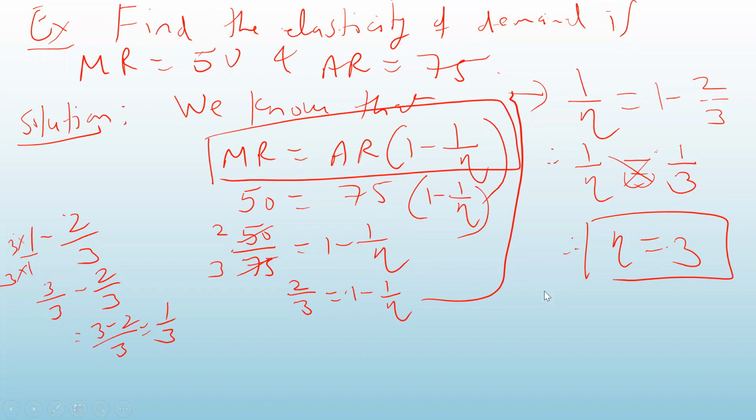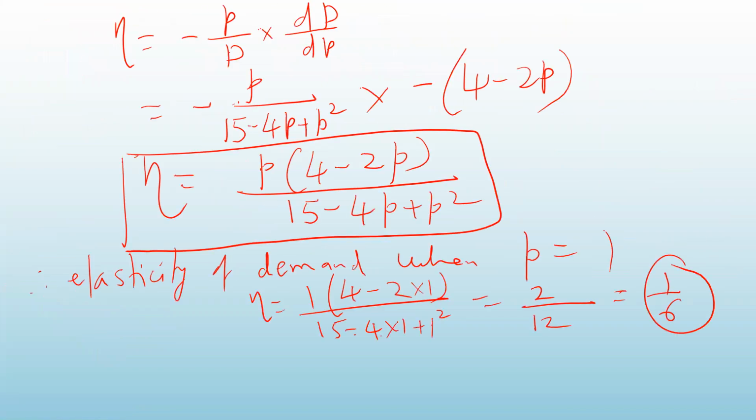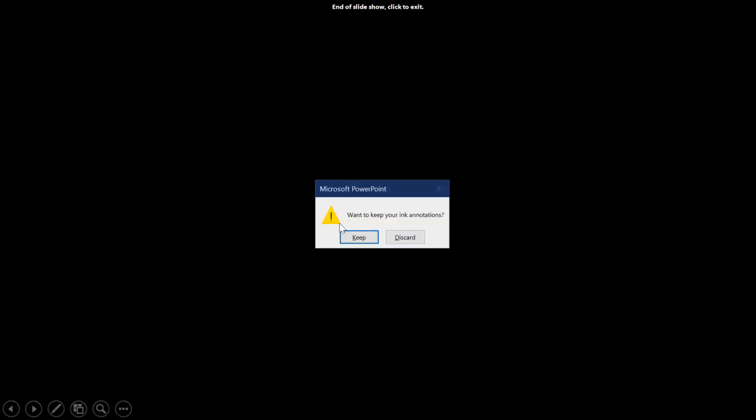So I think enough for today. Today we have seen the application of derivative, that is elasticity, how to find out the elasticity of demand. We have solved some problems on that, and also we have seen the relation between marginal revenue, average revenue, and eta, elasticity of demand. In the next lecture, we will see the optimization problem, that is how to find out the maximum or minimum value of the function. So thank you.